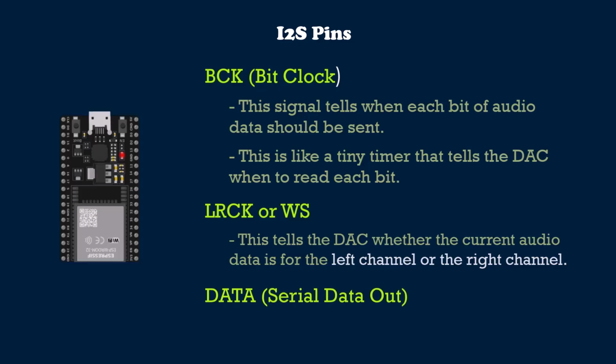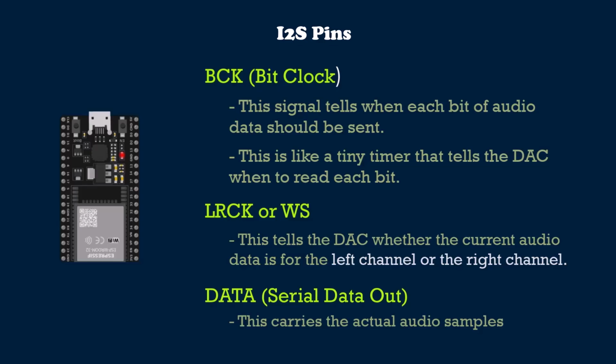Data, serial data out. This carries the actual audio samples, the digital values representing sound. These are sent bit by bit in sync with the bit clock. Together, these three lines let the ESP32 stream high quality stereo audio to the DAC in perfect rhythm.